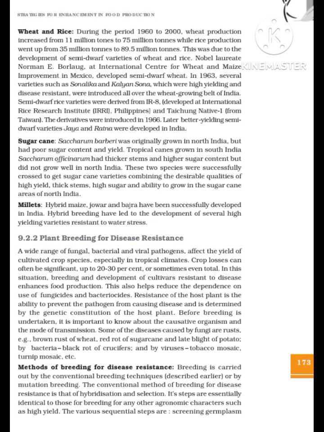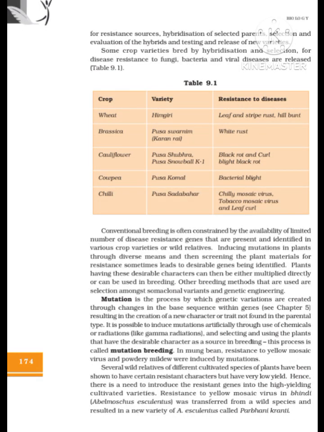Methods of breeding for disease resistance. Breeding is carried out by the conventional breeding techniques, described earlier, or by mutation breeding. The conventional method of breeding for disease resistance is that of hybridization and selection. Its steps are essentially identical to those for breeding for any other agronomic characters such as high yield. The various sequential steps are: screening germplasm for resistance sources, hybridization of selected parents, selection and evaluation of the hybrids, and testing and release of new varieties.